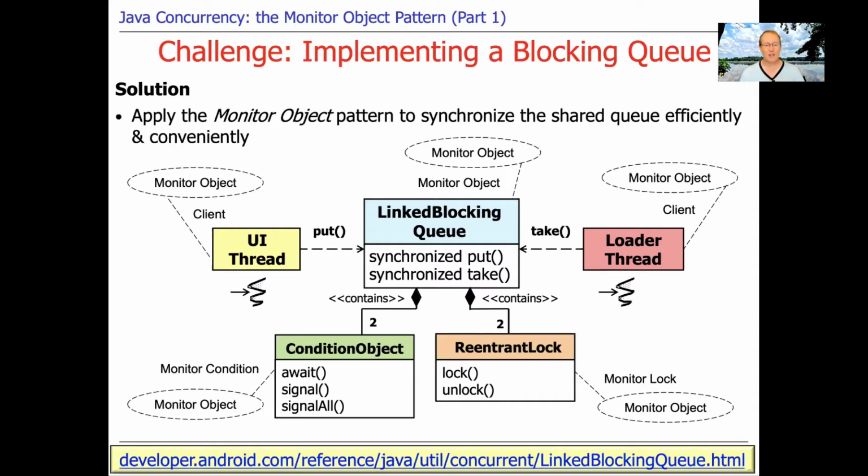The reentrant lock is the monitor lock, or monitor locks, as the case may be in this situation. The condition objects are monitor conditions. And then we have a client that will be putting things into the queue and a client that'll be taking things out of the queue.